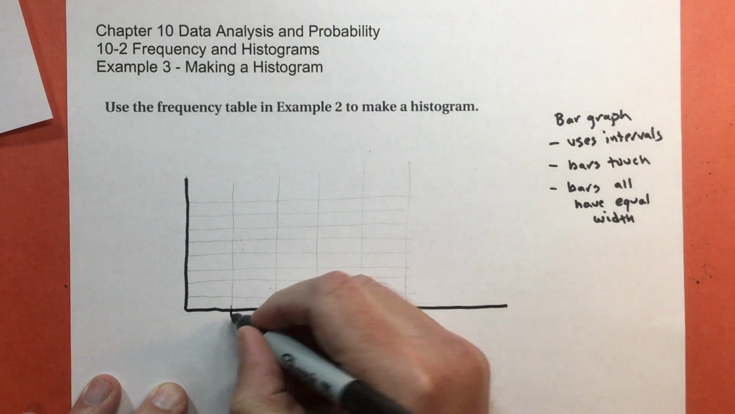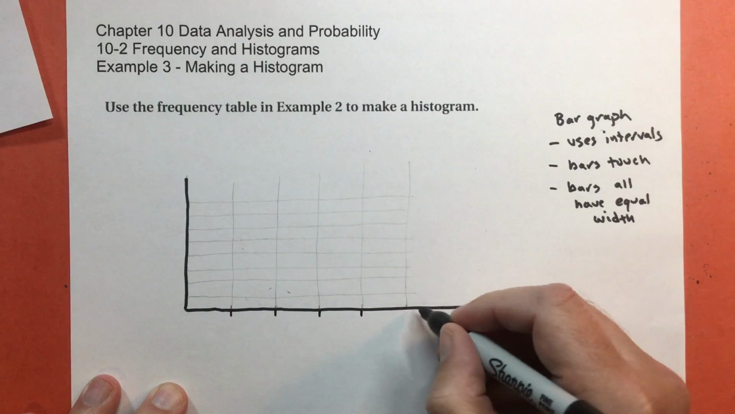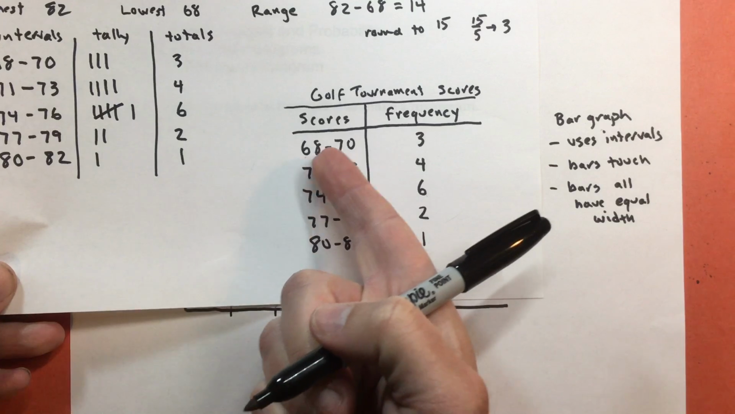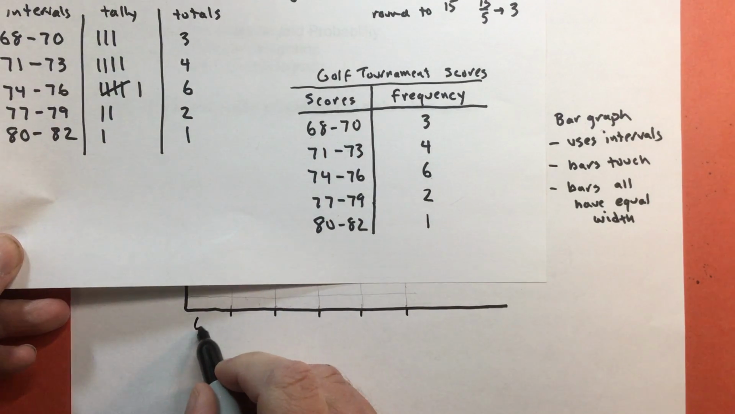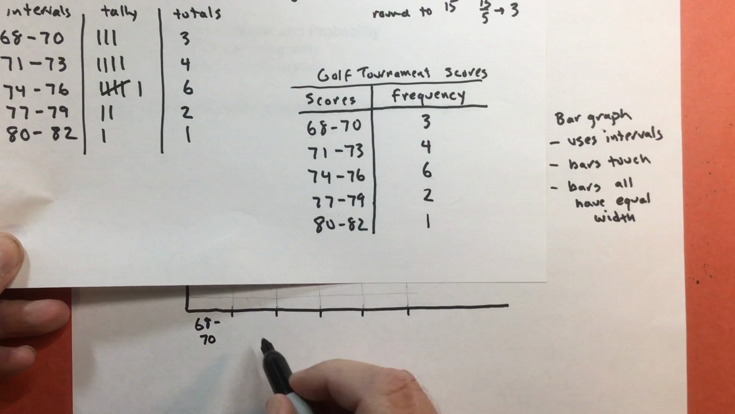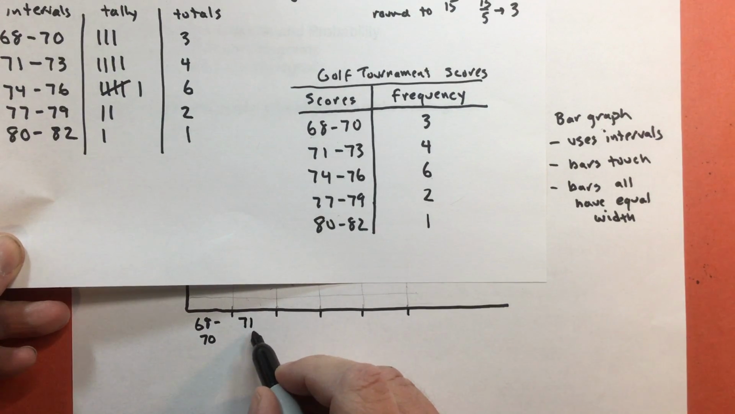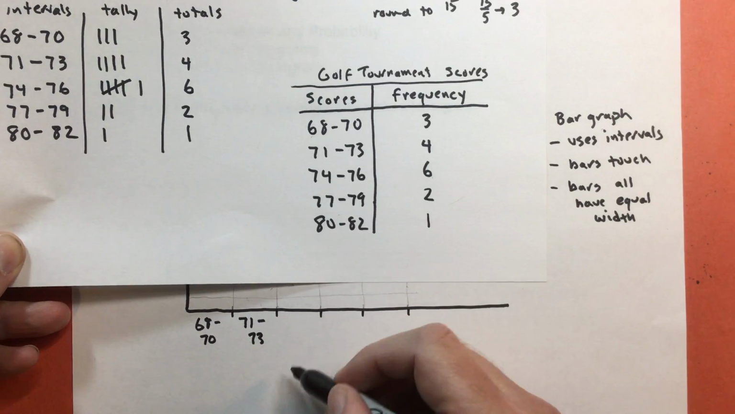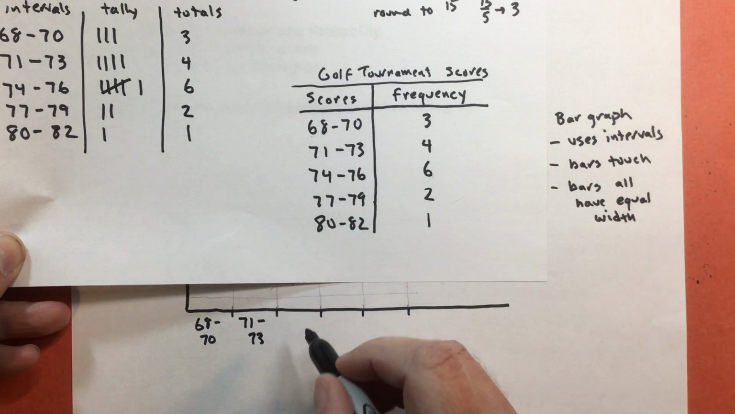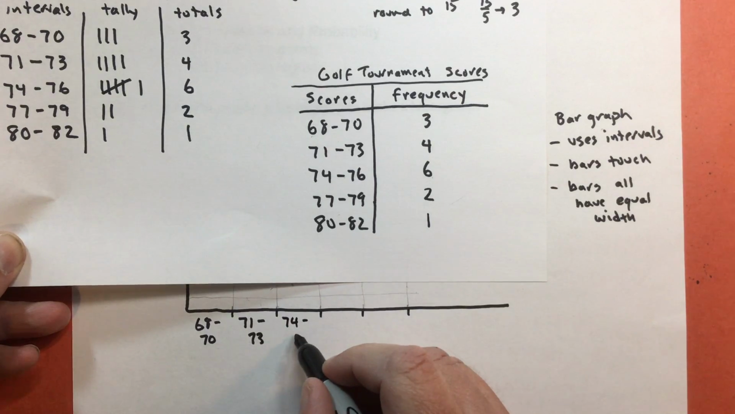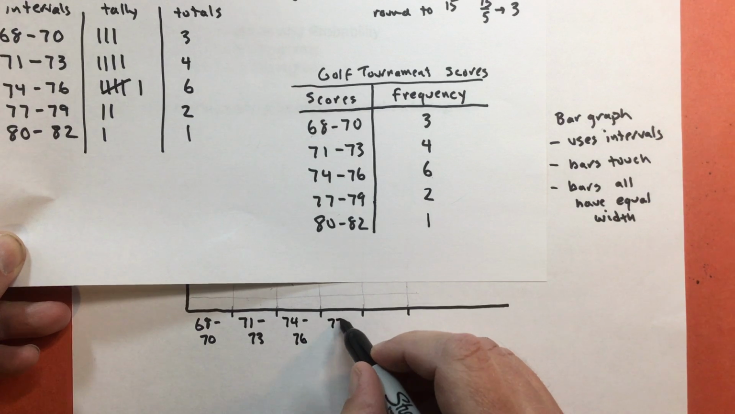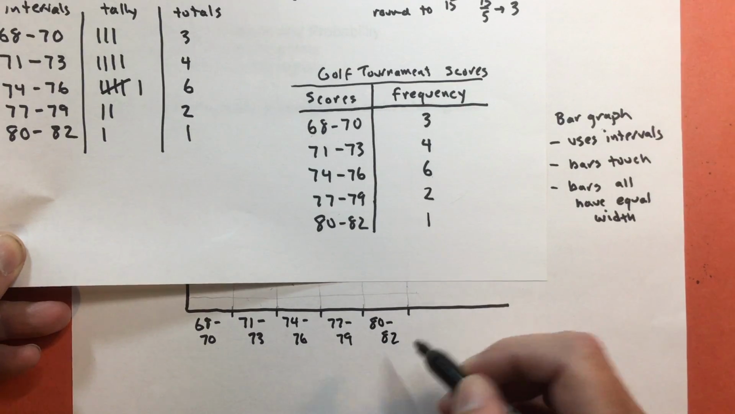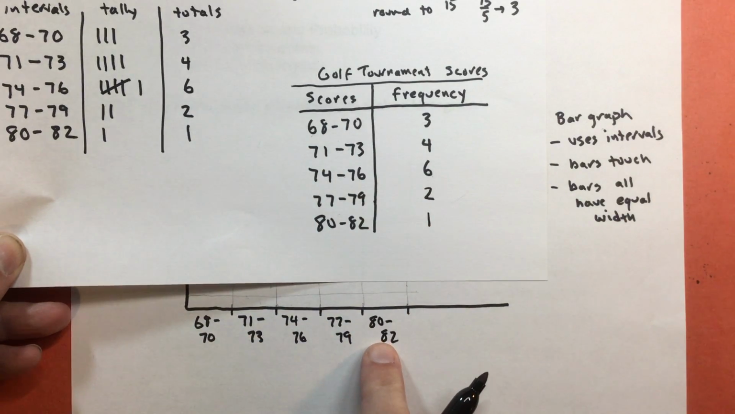All right. So I'll separate these out a little bit. If you remember from the previous example, my intervals are 68 to 70, so I'm going to write this, 68 to 70. This will be 71 to 73. And sometimes people write it sideways or slanted to get it to fit in. It doesn't matter. This will be 74 to 76, 77 to 79, and 80 to 82. Same as what I have here, I just wrote it that way.